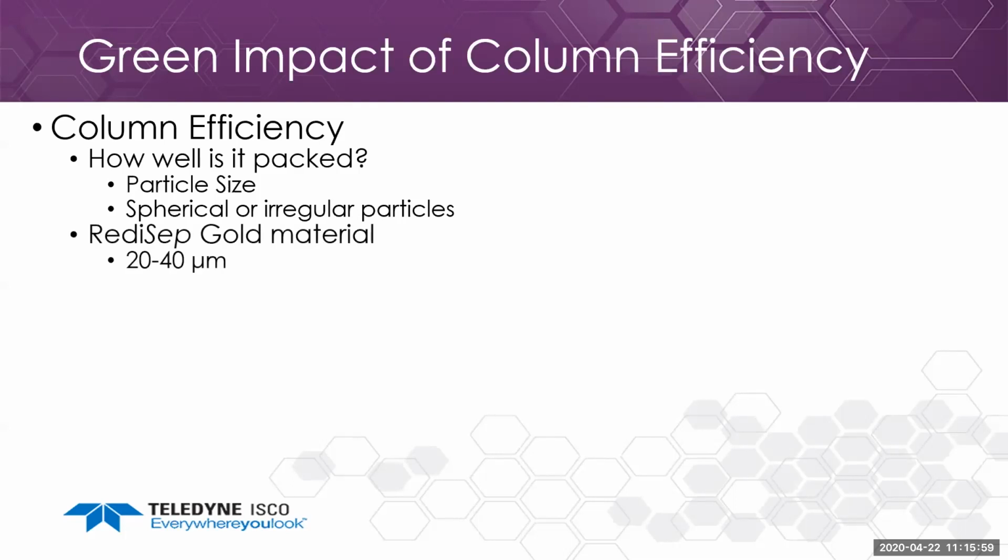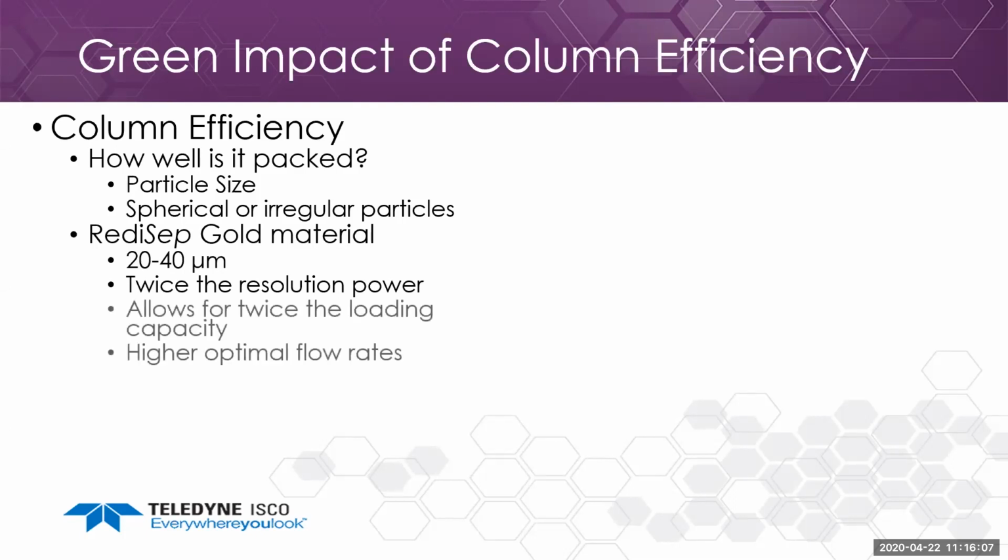Our ReadySep gold material has a spherical 20 to 40 micron particle. It offers twice the resolution power as our regular ReadySep material. And so, you can take advantage of this in a couple different ways. With twice the resolving power, you could go ahead and load twice the amount of compounds, so it's twice the loading capacity. And, or if your separation is very difficult, you can take advantage of the added resolution just inherently there by doing reduced loading. It also offers higher optimal flow rates.